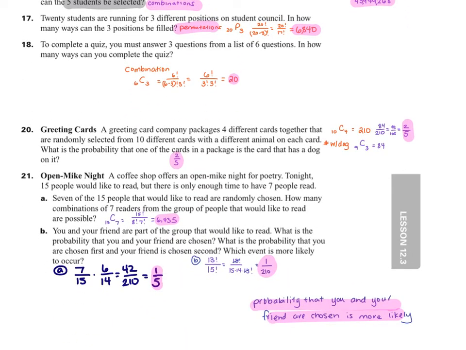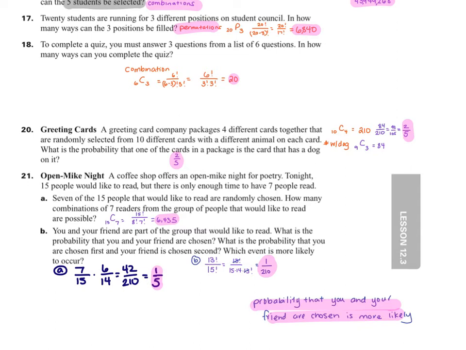20 is your greeting card. And then 21, so Lewis is this one. A coffee shop offers an open mic night for poetry. Tonight, 15 people would like to read, but there's only enough time to have 7 people read. 7 of the 15 who would like to read are chosen at random. How many combinations of readers from the group of people who would like to read is possible? So that's a combination. It doesn't say in what order they're presenting or performing, just what kind of group they can do. So that's a combination.